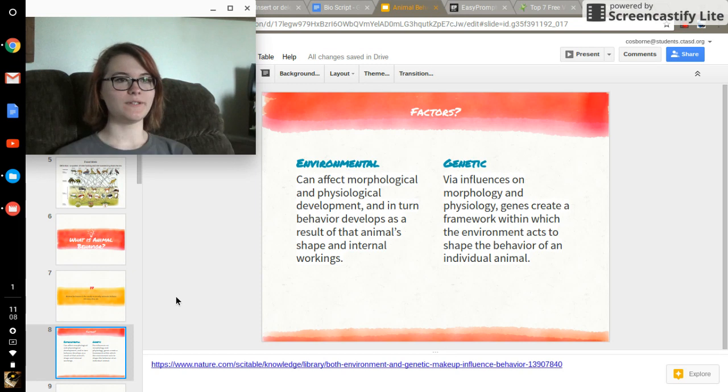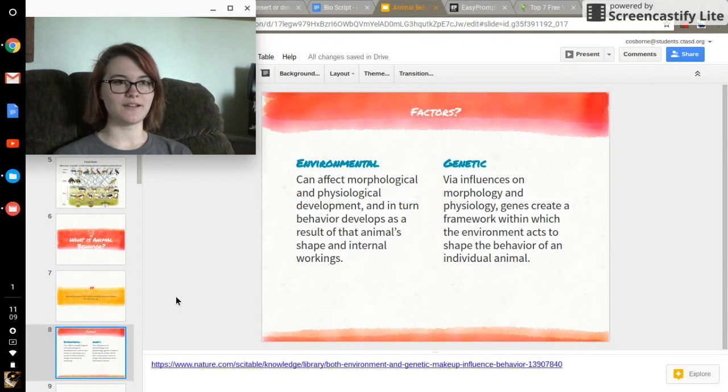Animal behavior really focuses on the factors that are given from its ecosystem. This includes the biotic and abiotic factors that were mentioned and explained earlier, but it also includes the environmental and genetic factors. Environmental factors can affect morphological and physiological development, and in turn behavior develops as a result of that animal's shape and internal workings.